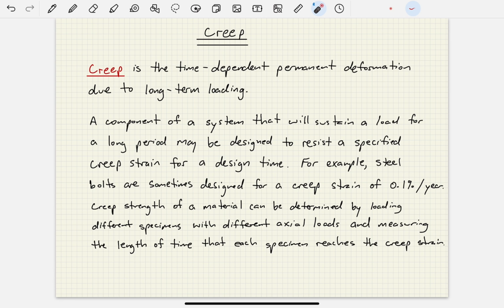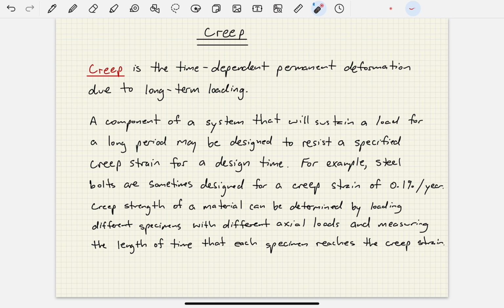So this is the concept of creep. We are incorporating this idea of time dependence while loading. Okay, so let's keep digging into it. It turns out that a component of a system that will sustain a load for a long period of time may be designed to resist a specified creep strain for the designed time.